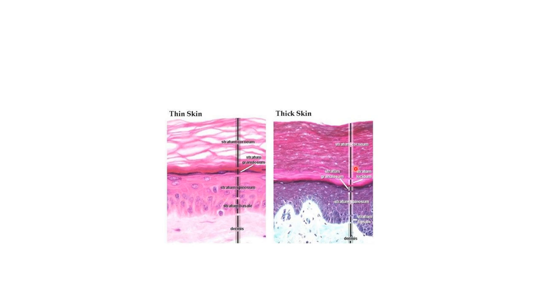Then thick skin has a special quality of having stratum lucidum, which is only present in thick skin, and you can see there is no lucidum in thin skin. So this is one of the major differences between a thick and a thin skin. Then finally stratum corneum, which is present on both thick and thin skin. So the stratum lucidum is a very important feature.